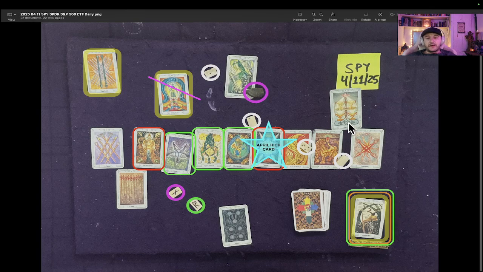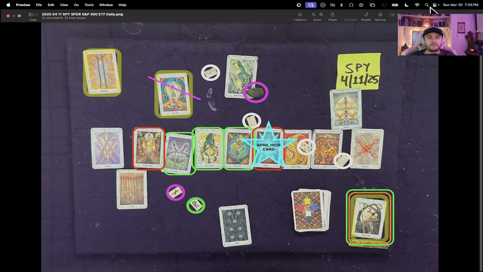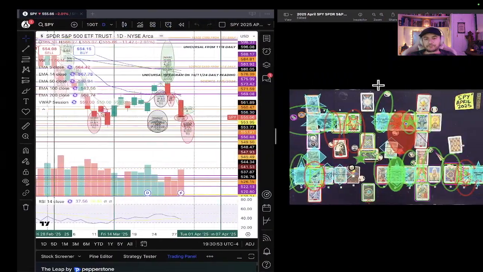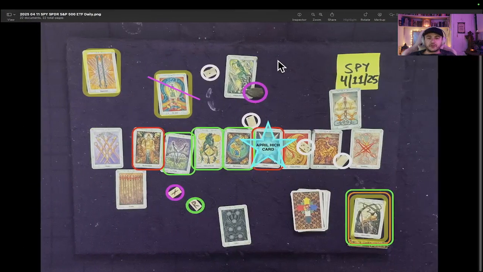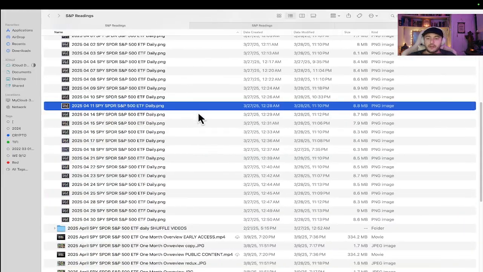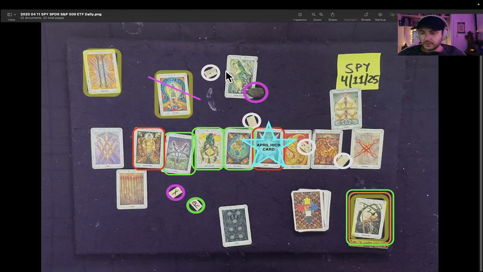This is the S&P 500 Spider ETF SPY one-day reading for April 11th, 2025. Currently, it's March 30th, 2025, 7:33 p.m. Eastern Time. SPY at the time of this reading, $555.66 USD. And the image file for the April 11th reading was created on March 27th, 2025 at 12:28 a.m. Eastern Time.